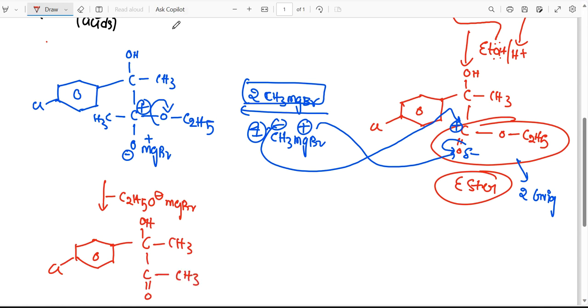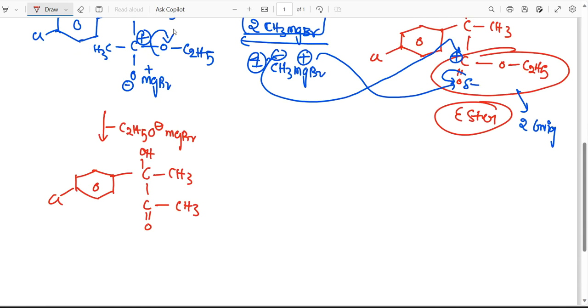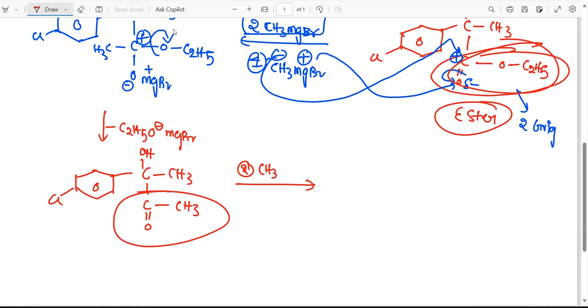So we observed that ketone is formed from ester by using 1 mole of Grignard reagent. Ester is converted to ketone. Now let us try to understand what will happen when we use the second mole. Here we have to observe that this is the second mole.